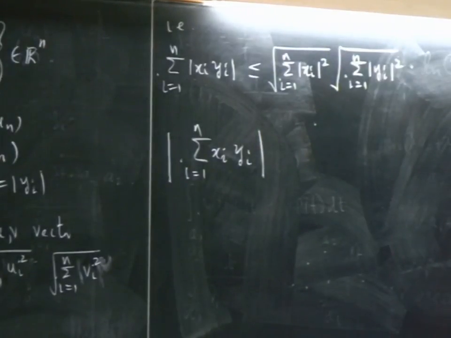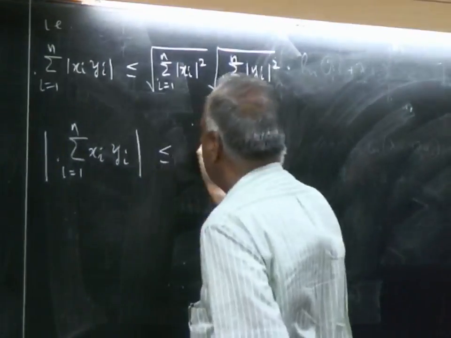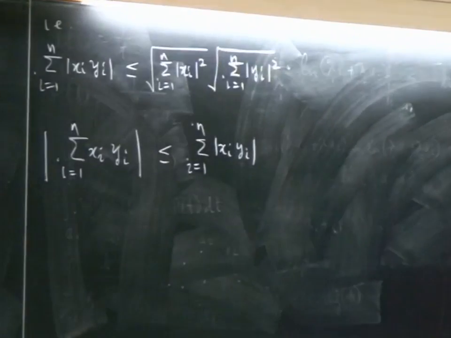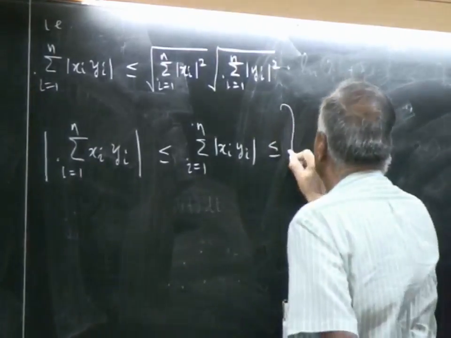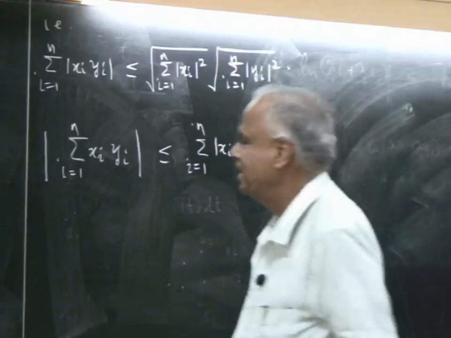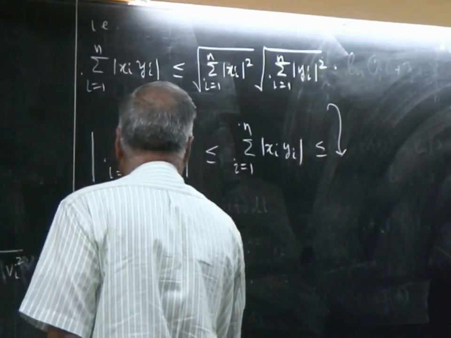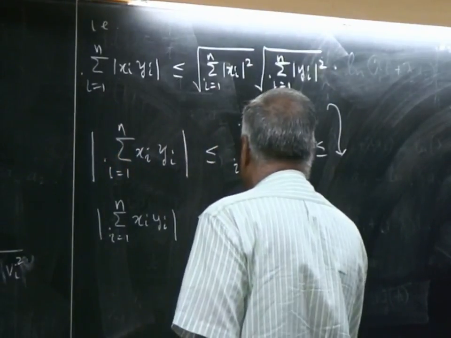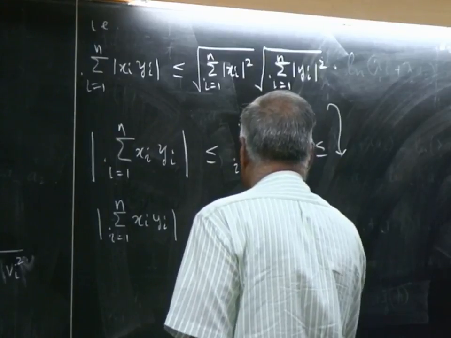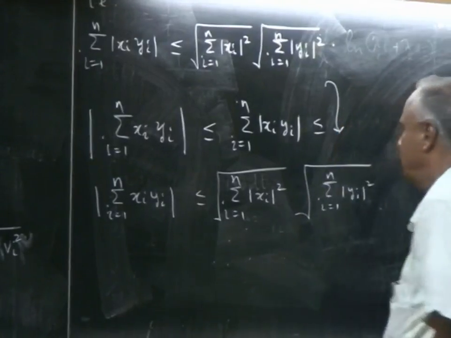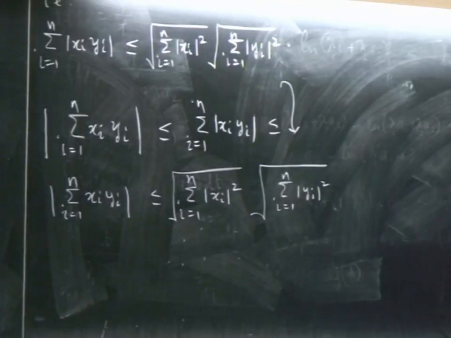I look at the mod outside. Summation i equal to 1 to n mod xi yi is less than or equal to... the modulus of a sum is less than or equal to the sum of the moduli, and that is less than or equal to this. So what did I get? I get summation i equal to 1 to n xi yi is less than or equal to summation mod xi squared, square root, times the square root of mod yi squared.